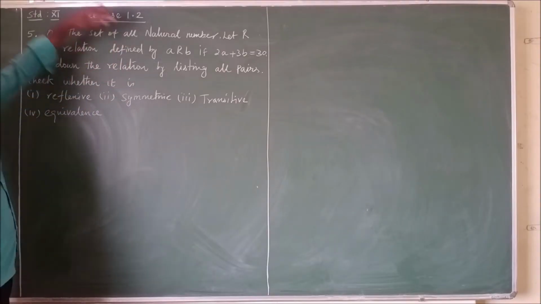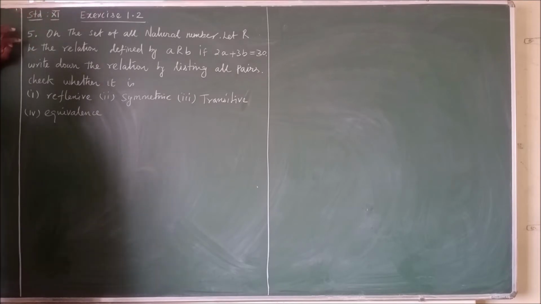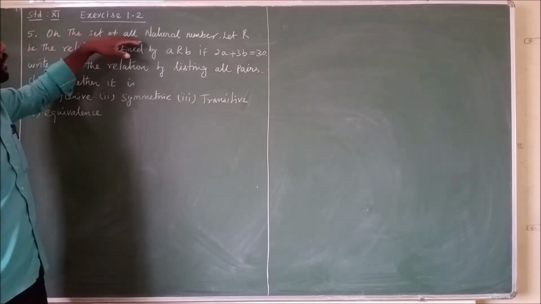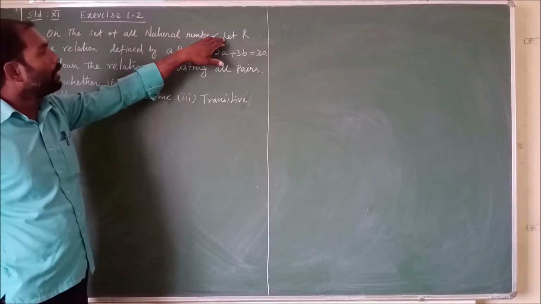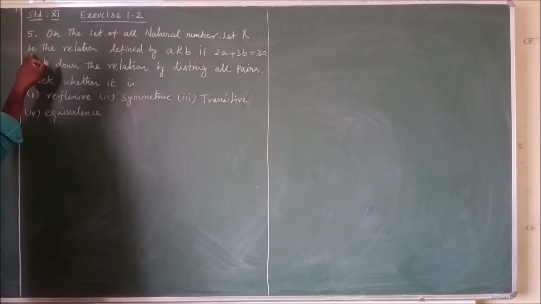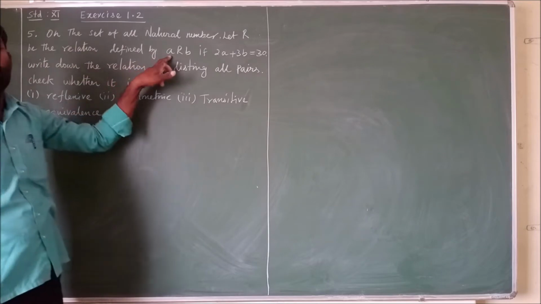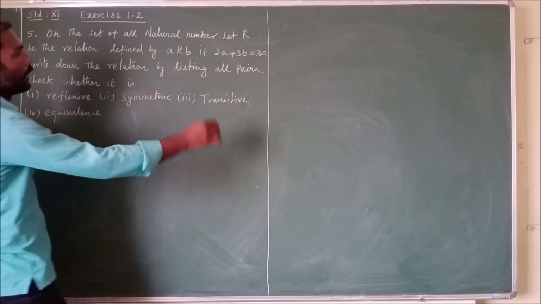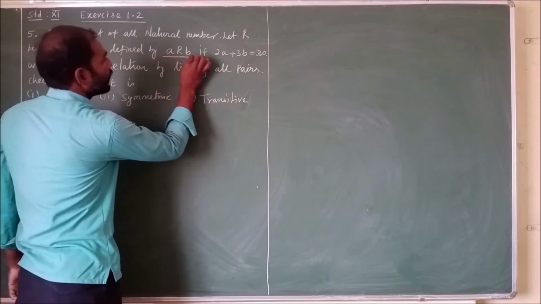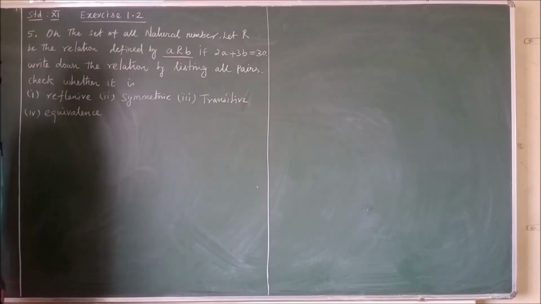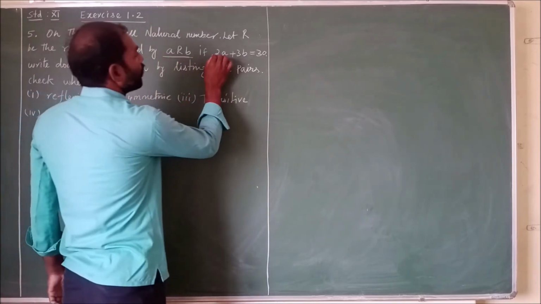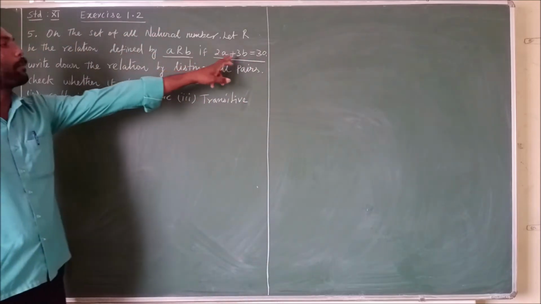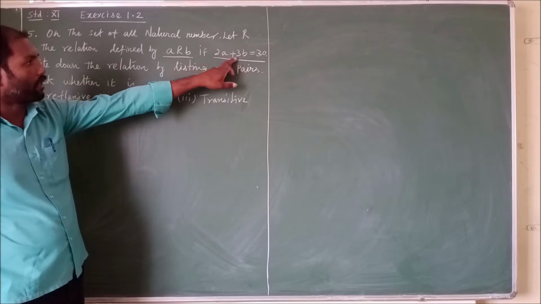7th standard, exercise 1.2, fifth problem. On the set of all natural numbers, let R be the relation defined by A related to B if 2A plus 3B equals 30. This is the condition.